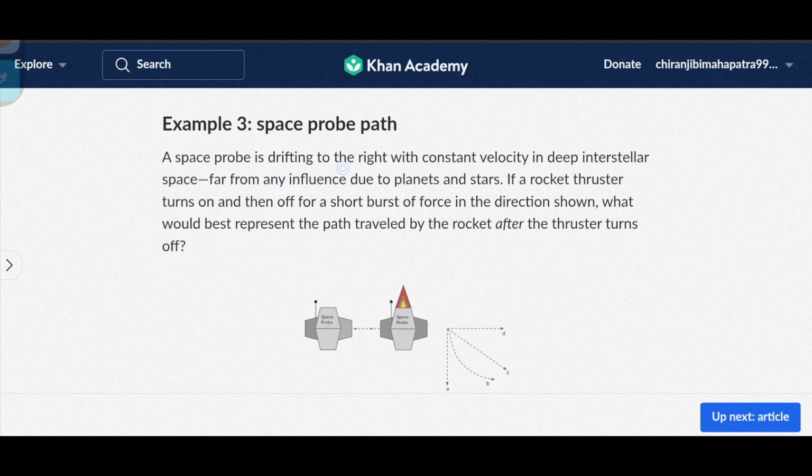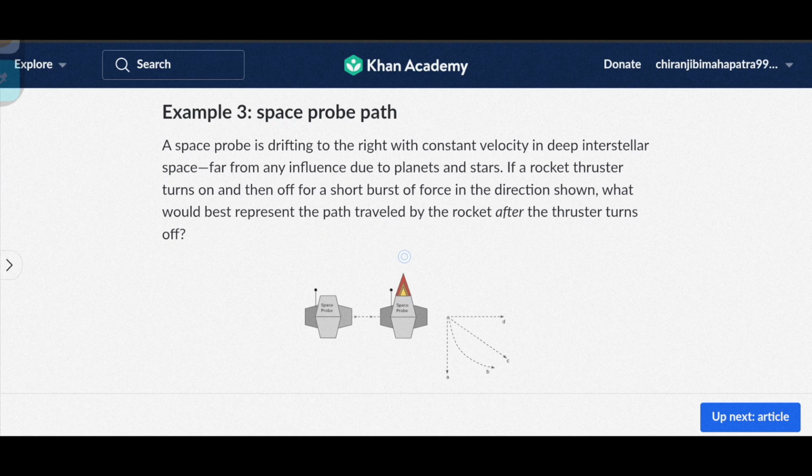A space probe is drifting to the right at a constant velocity in deep interstellar space, far from any influence due to gravity. If a rocket thruster turns on and then off for a short burst of force in the direction shown, okay, if the thruster opens here, the force should be downward. What would best represent the path traveled by the rocket after the thruster turns off?